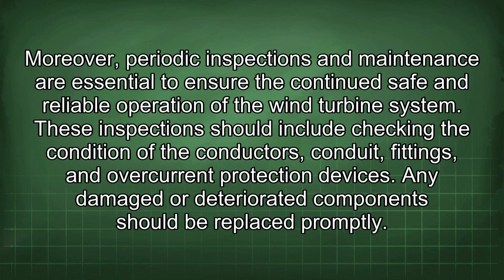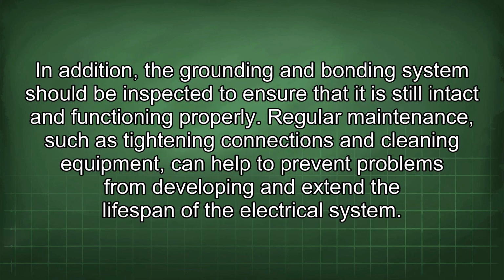Moreover, periodic inspections and maintenance are essential to ensure the continued safe and reliable operation of the wind turbine system. These inspections should include checking the condition of the conductors, conduit, fittings, and overcurrent protection devices. Any damaged or deteriorated component should be replaced promptly. In addition, the grounding and bonding system should be inspected to ensure that it is still intact and functioning properly. Regular maintenance, such as tightening connections and cleaning equipment, can help to prevent problems from developing and extend the lifespan of the electrical system.